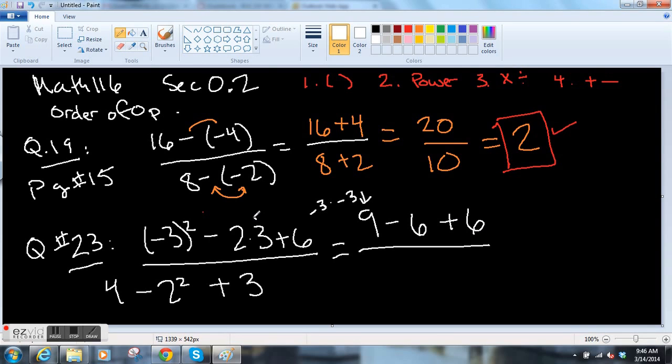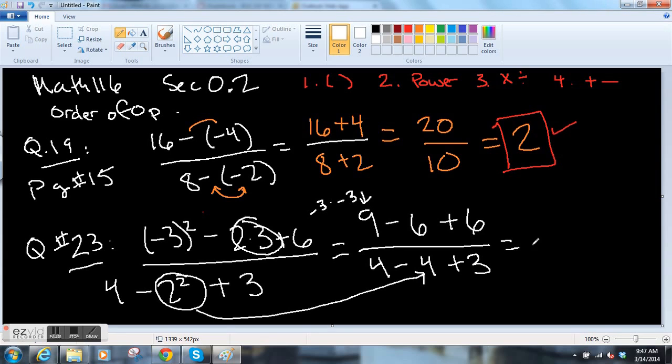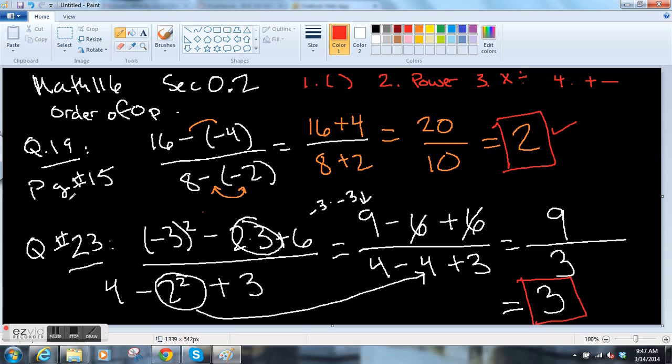So that was doing that. Minus 6. We're going to do this one next because it's a power on the bottom. 4 minus 4 plus 3. So that became that 4 right there. Things are getting easier. These plus 6 and minus 6 cancel out. So that's 9. When I say cancel out, it's if you take 9 minus 6 plus 6, that part's 0. So 4 minus 4 is 0, plus 3 is 3. This is easier too. That's 3. So the first one, question 19, simplified to 2. Question 23 simplifies to 3.